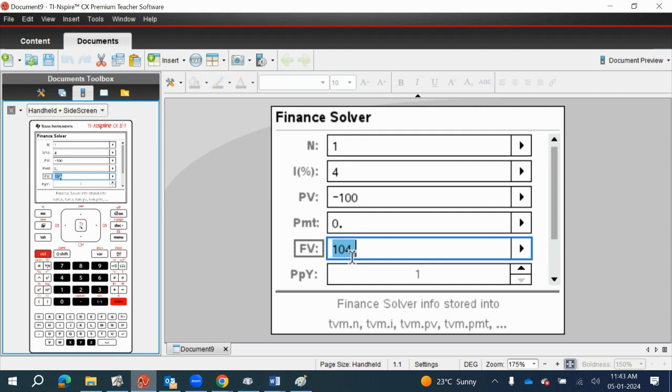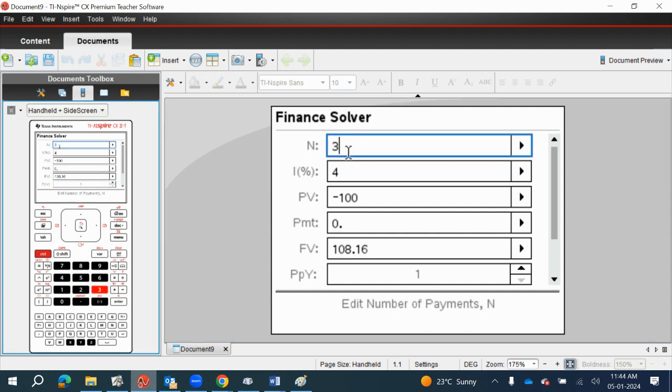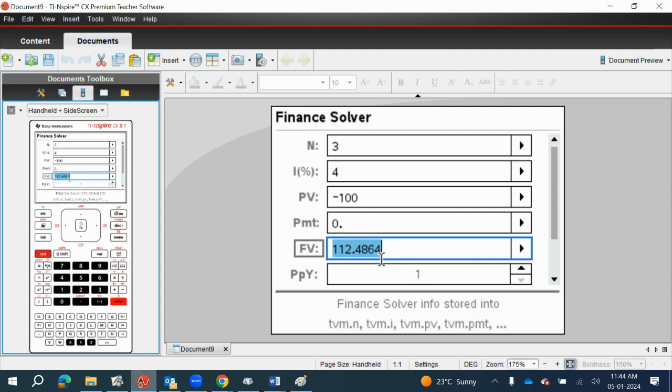Is it going to be 108.25? 108.2 something, isn't it? Let's have a look. So for 2 years, oh, 108.16. Okay, that makes more sense. Then for 3 years, 112.48. Yeah, because you have compounding of the first one twice, the second one once, and so on. So it's going to go like this.